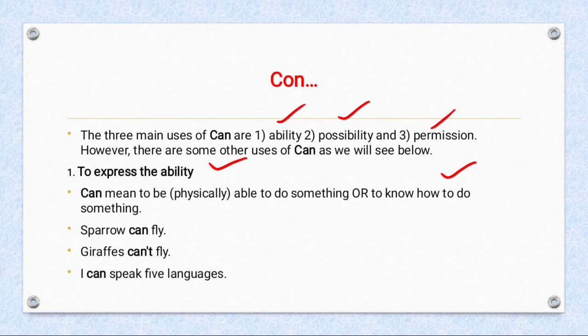Sparrow can fly. So sparrow can fly. It's sparrow's ability that sparrow can fly. The same, giraffes can't fly. And the third example that is I can speak 5 languages. Now it's my ability that I can speak 5 languages.